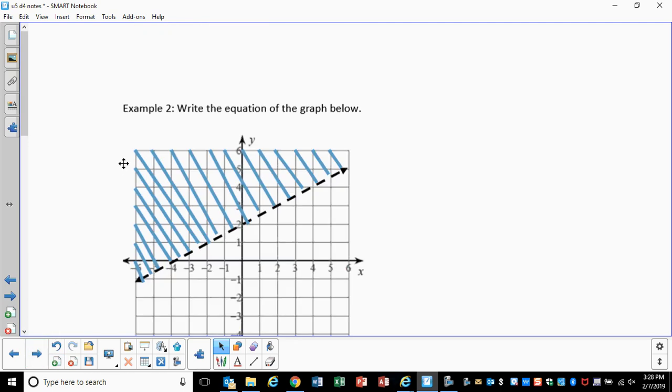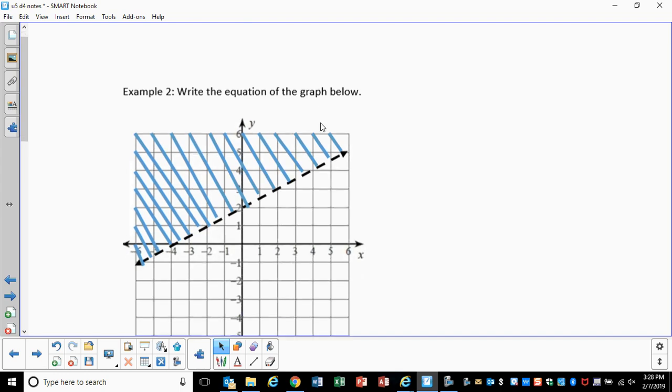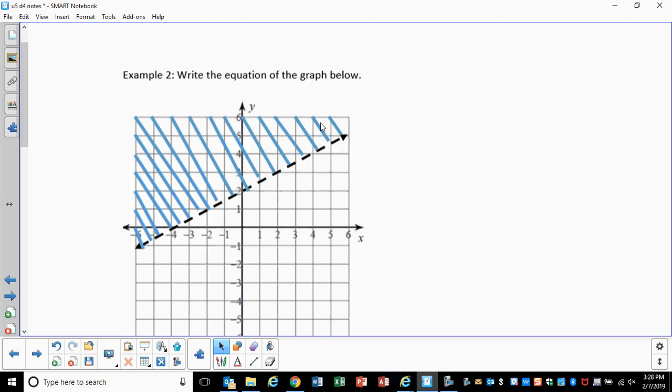Okay, example 2 gives you a picture of it and asks you to write the equation of the graph. Sorry, not an equation, you have to write an inequality. Not only do you have to find the b and the m like you do with an equation, but now you also have to use the shading and what kind of line it is to figure out what kind of inequality you have. So if you look at it, the y-intercept is 2.